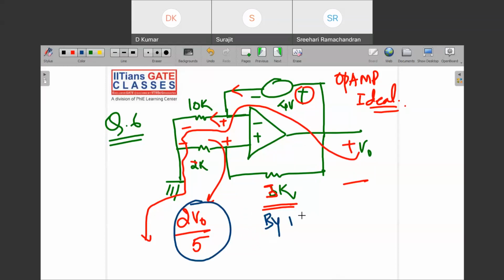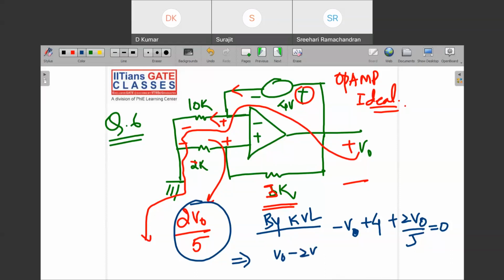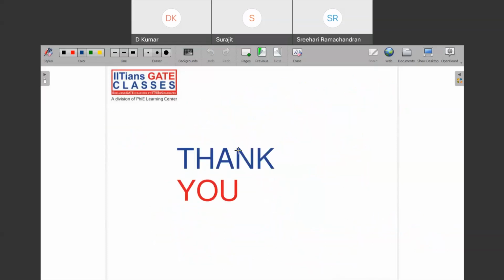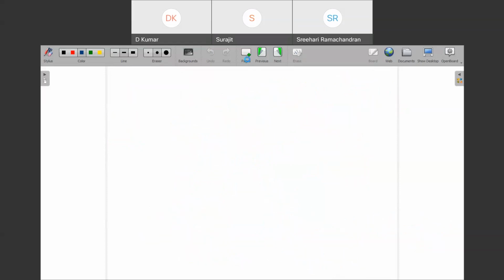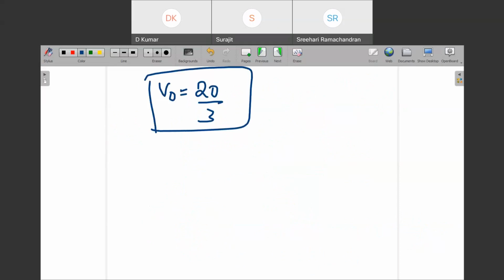So by KVL, minus V naught plus 4 plus 2 V naught by 5 equal to 0. So it will be what? V naught by 3 by 20 equal to 4, so this will give you 20 by 3, right? So wait. Yes, Surajit, you have got the answer. V naught will be 20 by 3. Yes, sir.